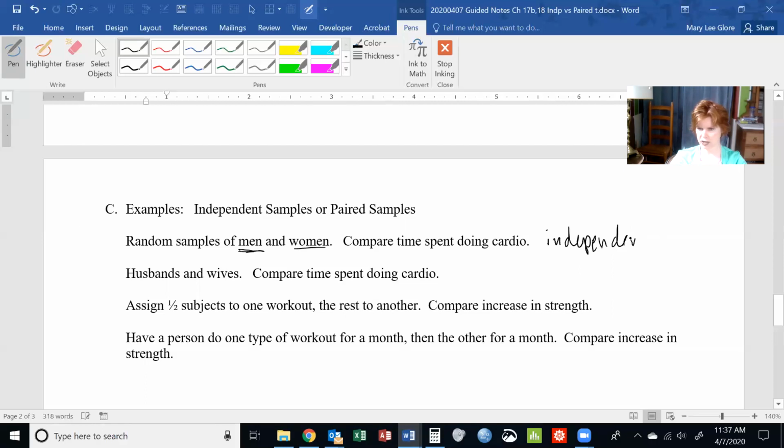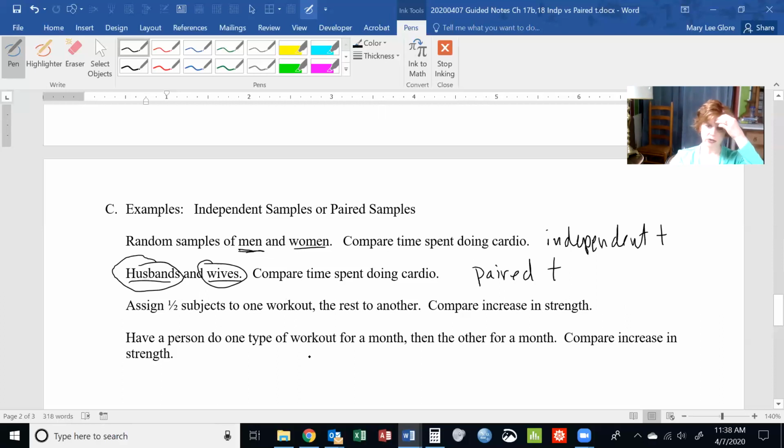These are T tests, by the way. An independent T interval or an independent T test to see if there's a difference in time spent doing cardio. Husbands and wives, those are related. So if the people in the first sample and the people in the second sample are related to each other, then we're going to do a paired T. We will do a paired t-test or a paired t-interval.